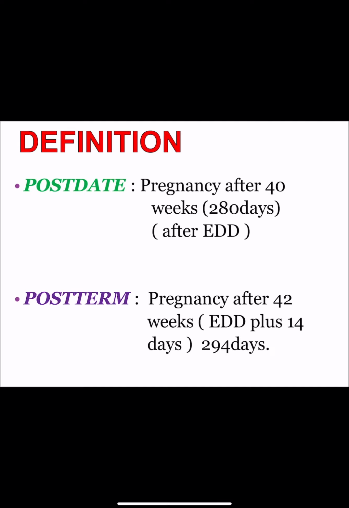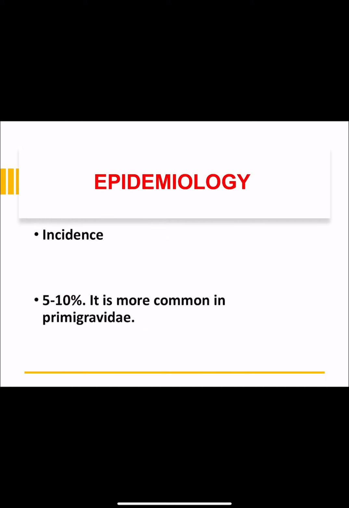The first definition is post-date pregnancy. What we mean by post-date pregnancy is pregnancy which passes after 40 weeks gestation or after 280 days. While post-term pregnancy means pregnancy which passes beyond 42 weeks gestation or beyond 294 days. The incidence of post-term pregnancy is about 5 to 10%, and it is more common in primigravida.